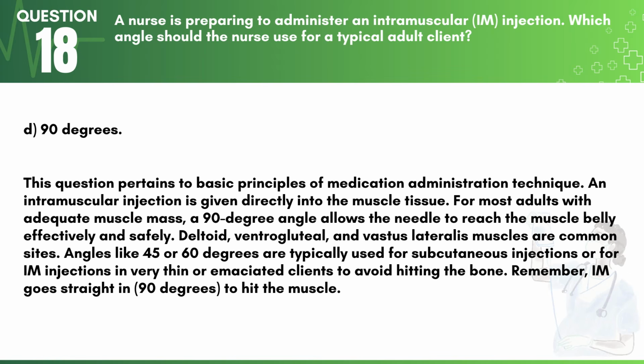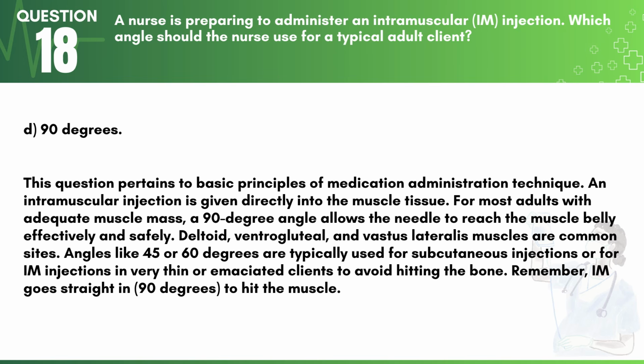Answer, D. 90 degrees. This question pertains to basic principles of medication administration technique. An intramuscular injection is given directly into the muscle tissue. For most adults with adequate muscle mass, a 90-degree angle allows the needle to reach the muscle belly effectively and safely. Deltoid, ventrogluteal, and vastus lateralis muscles are common sites.